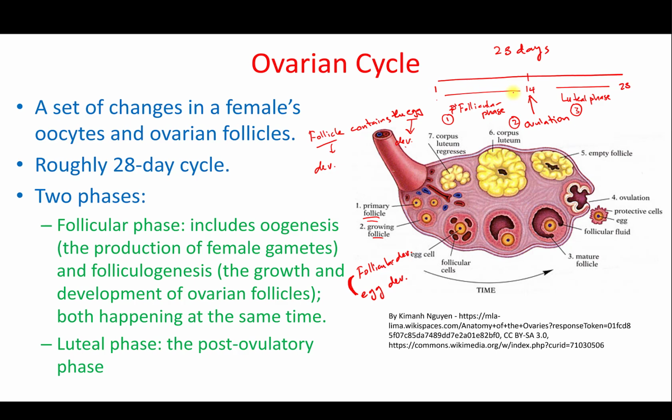Okay, so for the follicular development, we'll call it folliculogenesis. That's the growth and development of the ovarian follicles. And for the egg development, we'll call it oogenesis. That is the production of the female gametes. So two processes happening at the same time. Again, we need to develop the egg in order to get ready for its release. But in order to do this, not only the egg needs to be developed, but also its carrier.